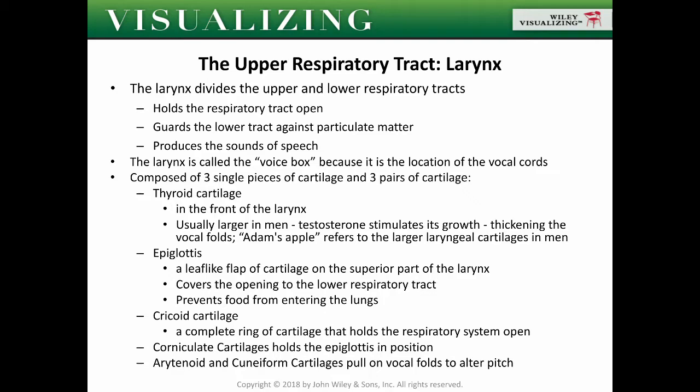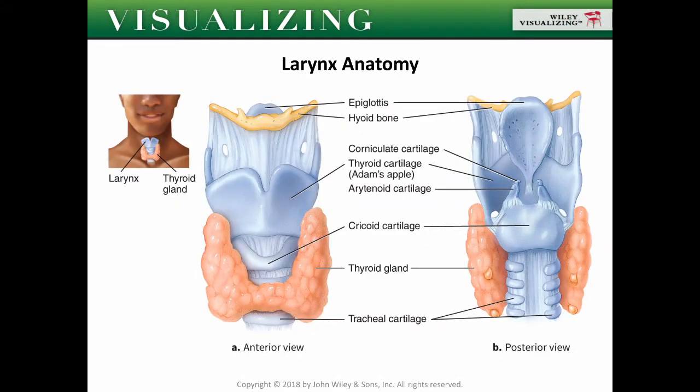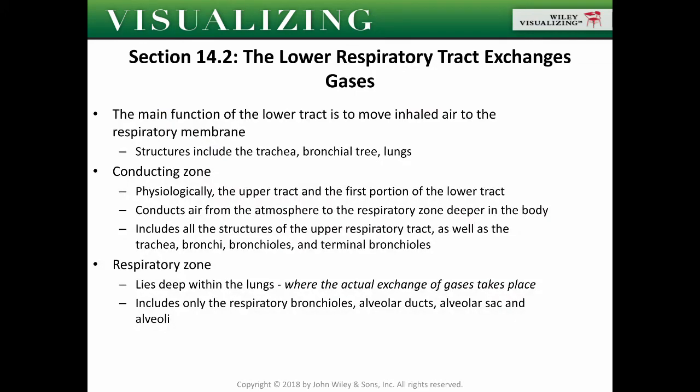So the thyroid cartilage is also the one that forms the Adam's apple that is prominent in men. So that is due to the thickening of the vocal folds. That's why they have a very prominent Adam's apple. Okay? So the epiglottis, again, covers the lower respiratory tract and prevents food from entering there. So those are those important parts of the larynx. Now, in the next video, we will discuss the lower respiratory tract.